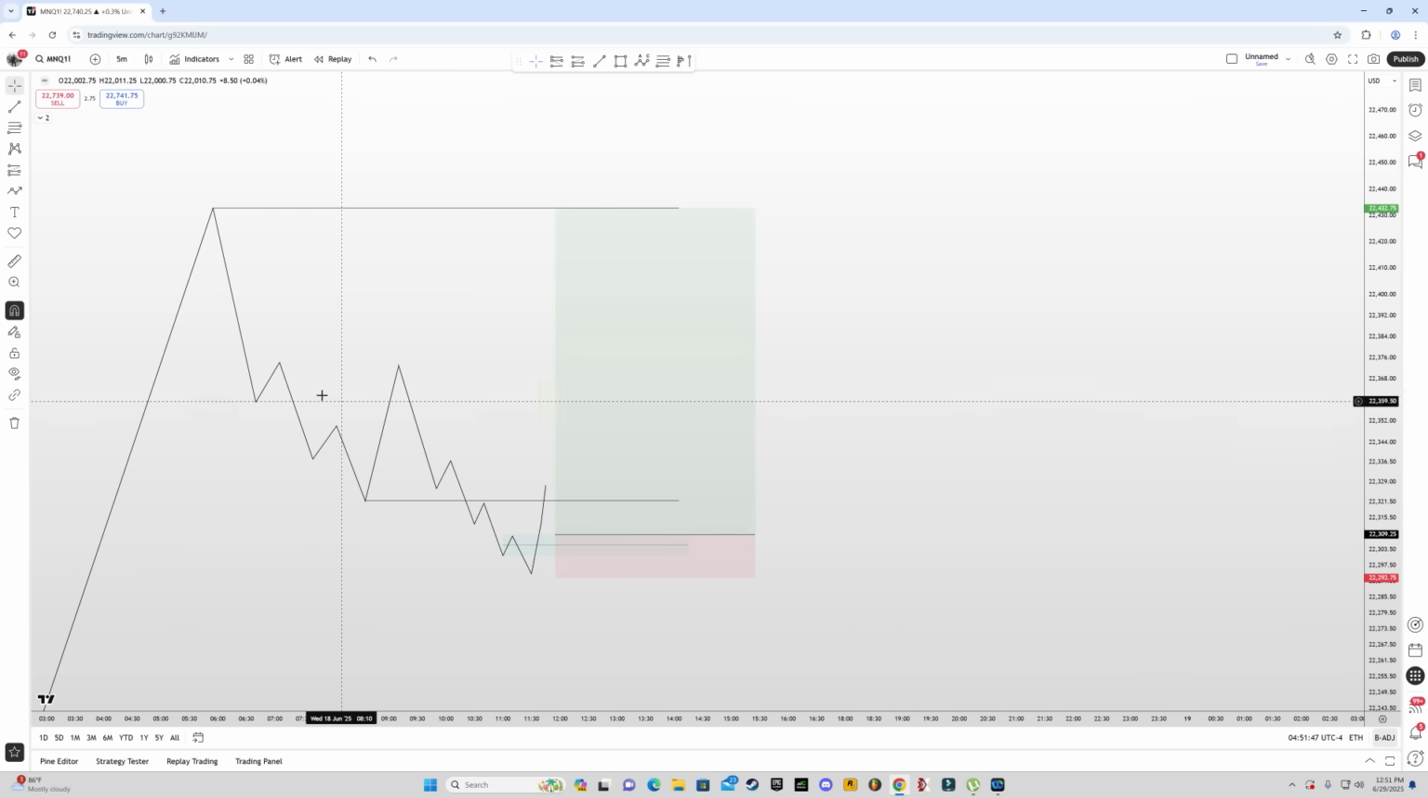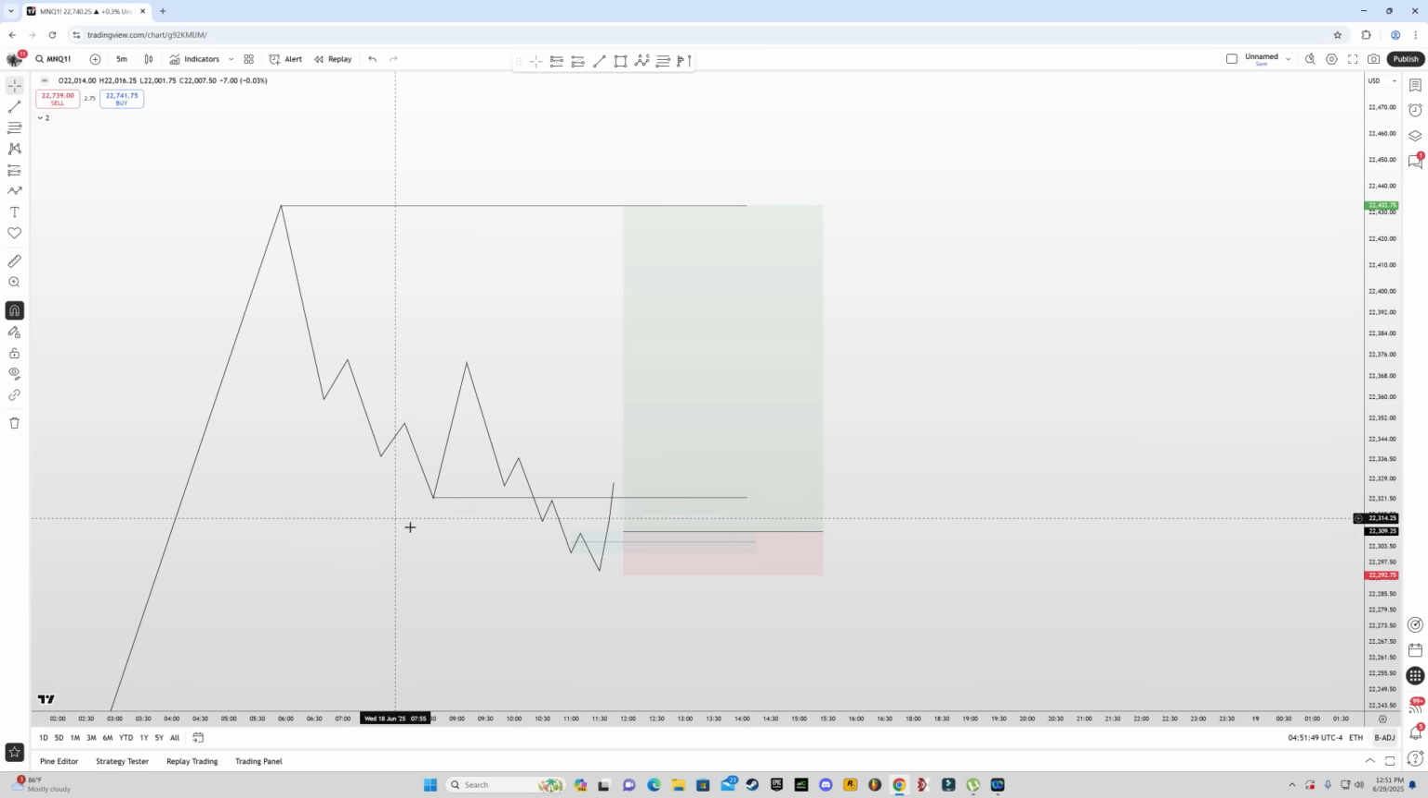But we have to identify which level is a proper range, right? Which is the proper liquidity level, because we have a liquidity level here, and then we have one here. Why is this the valid liquidity level? Because it broke the structure. We had a market structure shift within this pullback, and that basically makes it your range low.